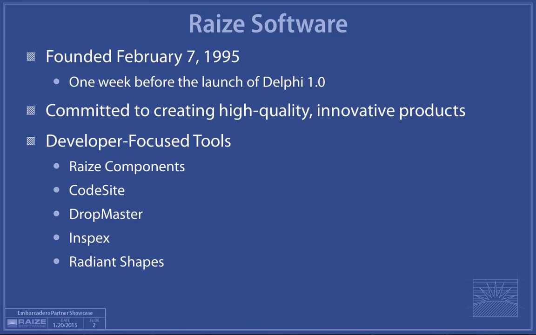Raize Software was founded back in February of '95, 1 week before the official launch of Delphi 1. So like Delphi, we're celebrating our 20th anniversary coming up next month. And since that time, we've been committed to creating high quality, innovative products specifically focused on developers. As we go through an overview of our various products, I think by the end of it, you'll really see that that is indeed our focal point: we want to make the experience for developers much more productive when they're using our tools.